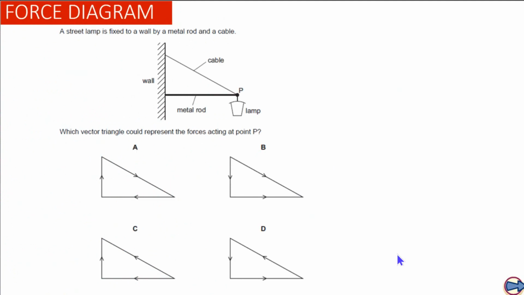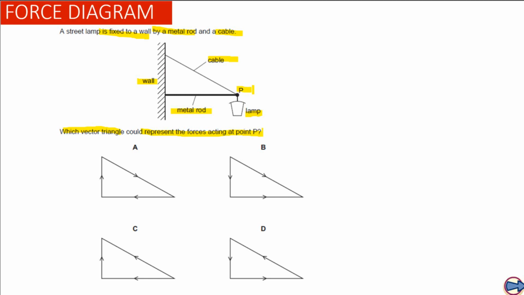This is our second question, and this question is about a street lamp. A street lamp that is attached to a fixed wall by a metal rod and a cable. As you can see here, the cable is here and the metal rod is here, and the lamp is attached at this point, and here is the wall. So what do we need to find? We need to find which vector triangle can represent the forces acting at point P, and here is point P.